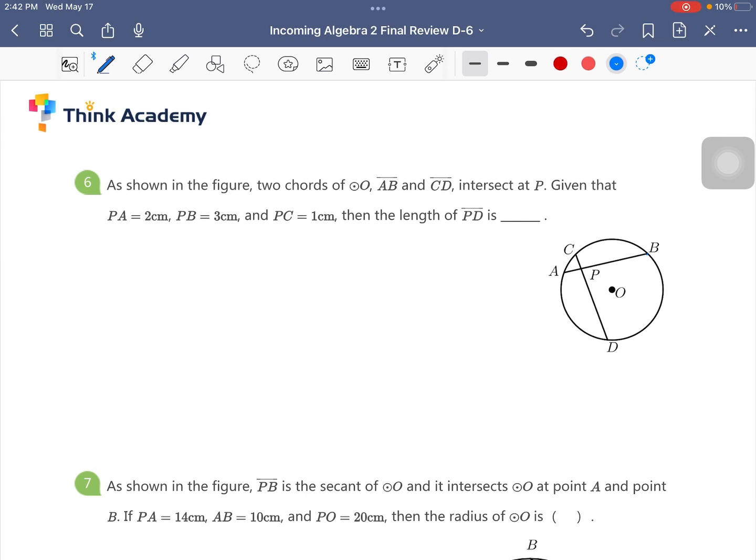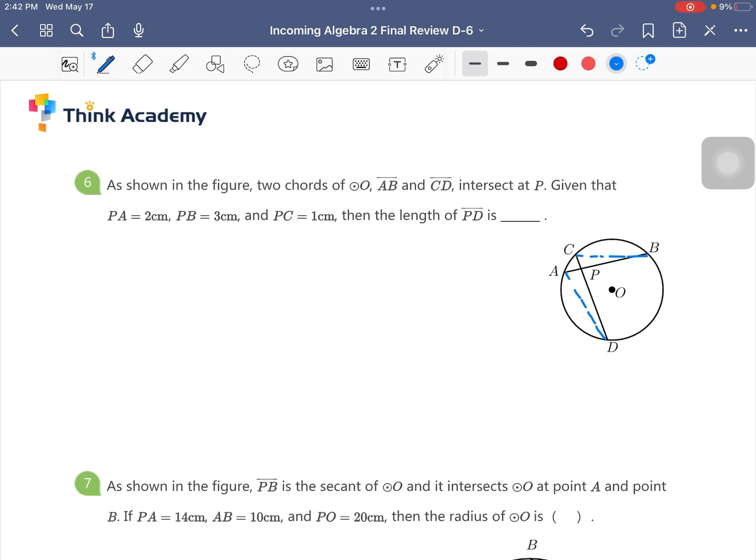For question 6, we have two chords of the circle O, AB and CD, and they intersect at P. We know the lengths of PA, PB, and PC, and we need to get the length of PD. Let's first connect AD and CB. This question combines similar triangles and circles. If two arcs in a circle are congruent, then the chords subtended by them are equal and the central angles subtended by them are congruent.